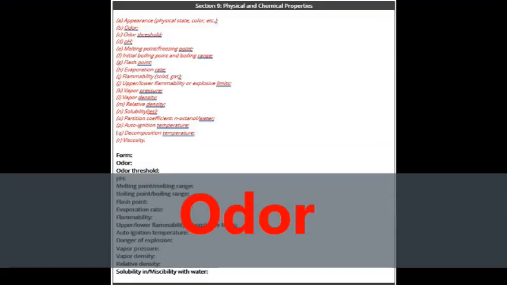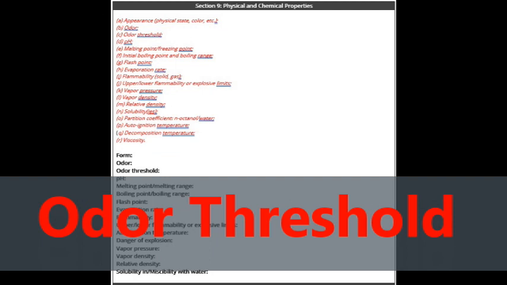Odor. What does a chemical smell like, and if there is a separate chemical added to enhance that smell? Odor threshold. This line informs the exposed employee at what concentration the odor would be detectable.